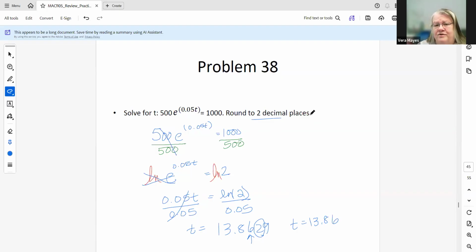13.86. And I don't know if this is seconds, because this could be some kind of uranium. It could be bacteria. We don't know what it is. So I'm not going to put any units with it, because they didn't tell me up here that time was in minutes or seconds or years or 100,000 years. We don't know.